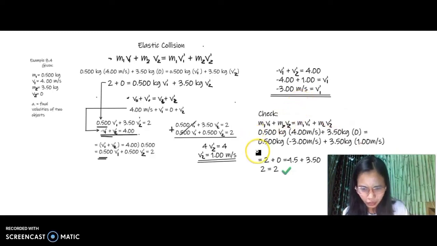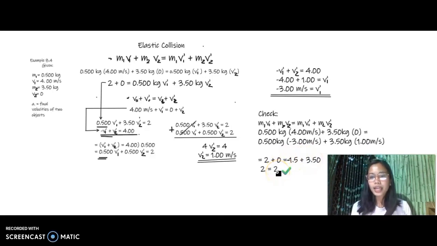So that would be 0.500 times 4 is 2, 3.50 times 0 is 0, so that would be 2 plus 0 is 2. And then 0.500 times negative 3 is negative 1.5. Then 3.50 times 1 is 3.50. So that would be negative 1.5 plus 3.50 equals 2. So it has been said that the before collision should be equal to the after collision. Then we know that our calculation is correct.